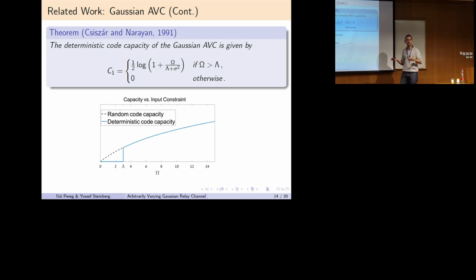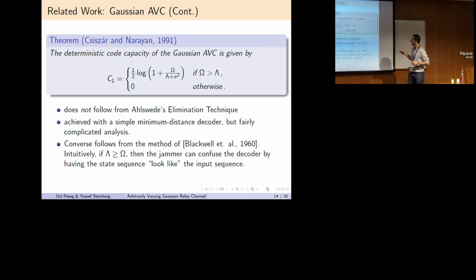This may seem strange, because what happened to time sharing, right? Time sharing is impossible for the AVC under a state constraint, because if you use a code over a shorter subsequence of the block length, then it effectively increases the state constraint. Now we note that this is a dichotomy property, but it does not follow from the classical Ahlswede elimination technique. It is achieved with a simple minimum distance decoder, but still the analysis is quite complicated. And the converse follows from these methods.